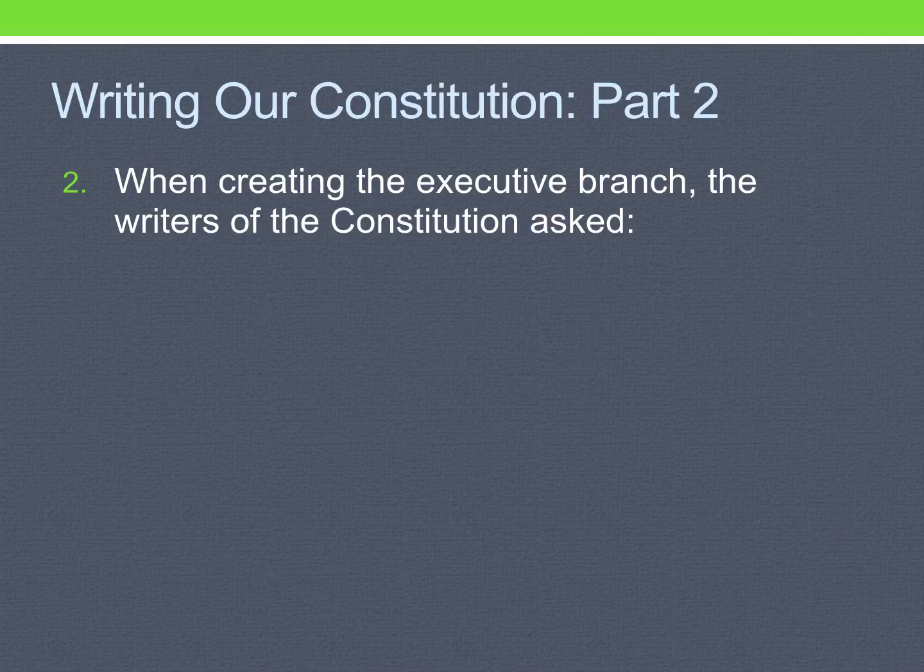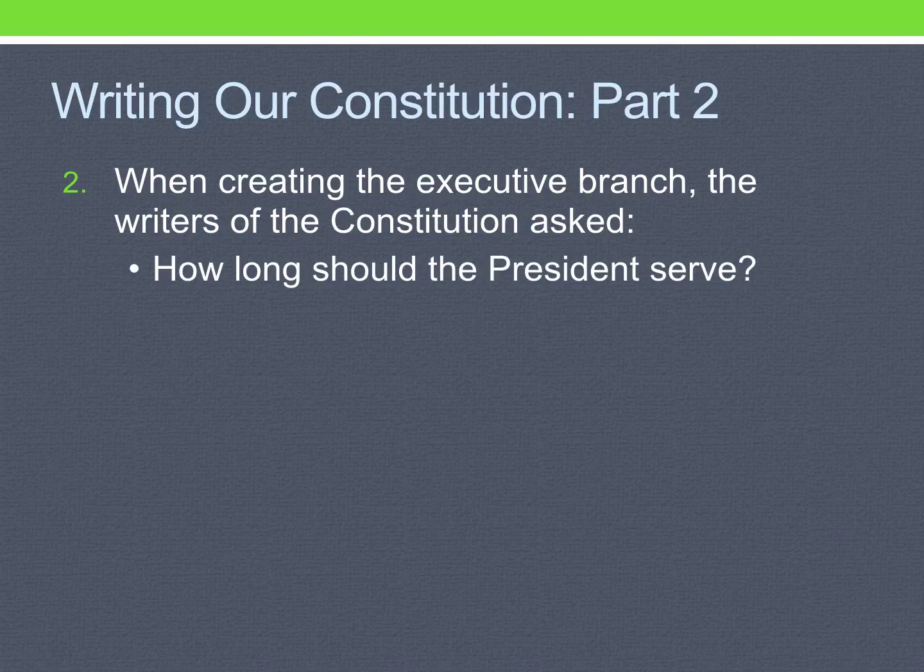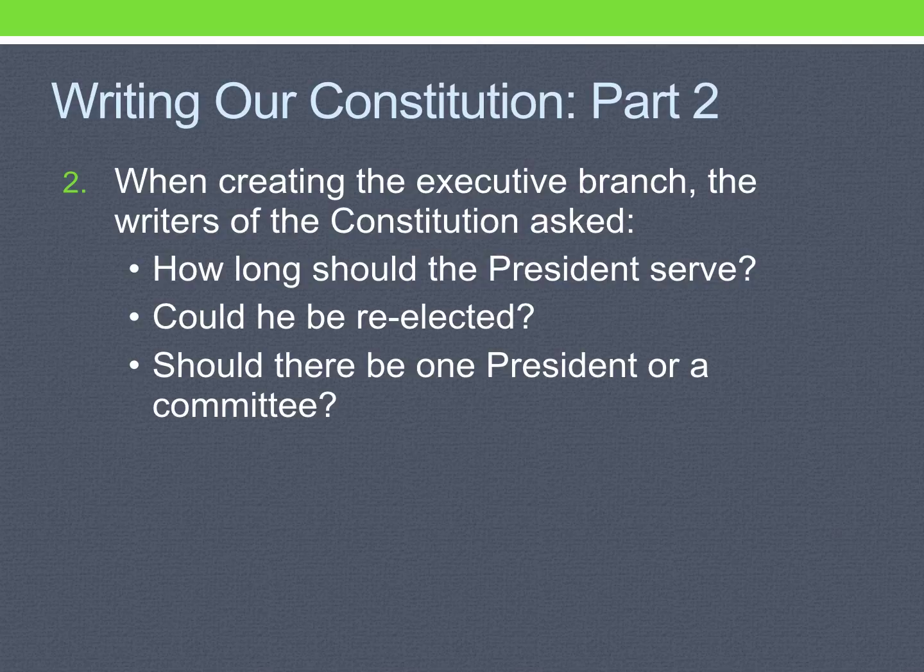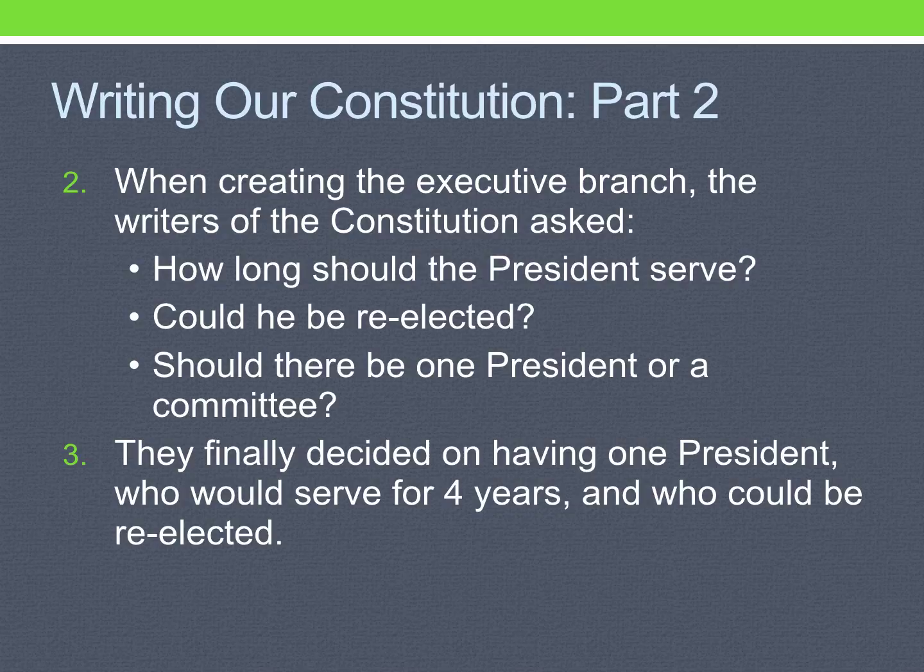So when we were creating the executive branch, because we needed someone to enforce the laws, the writers of the Constitution had to figure out some questions, like how long should the president serve? Could he be reelected? Should there be one president or maybe a committee? Should there be like 2 or 3 people who work together? What they finally decide on is that we're just going to have one president. The president will serve for 4 years, and the president can be reelected.